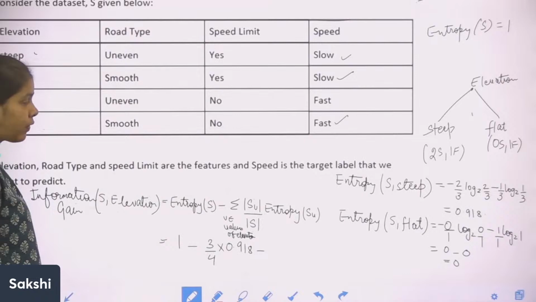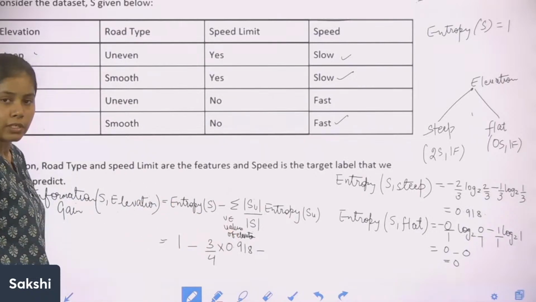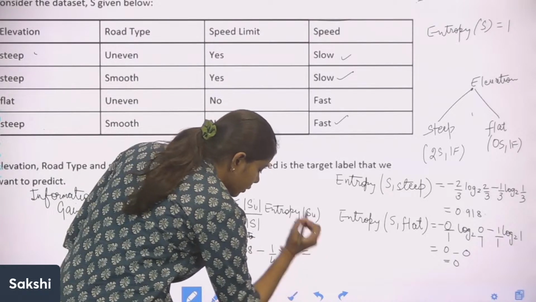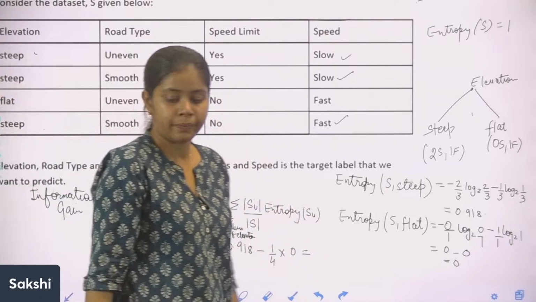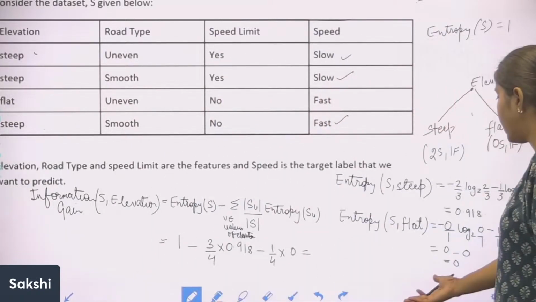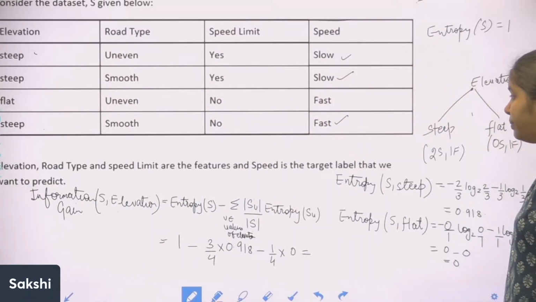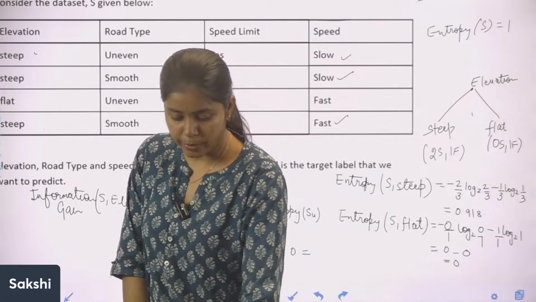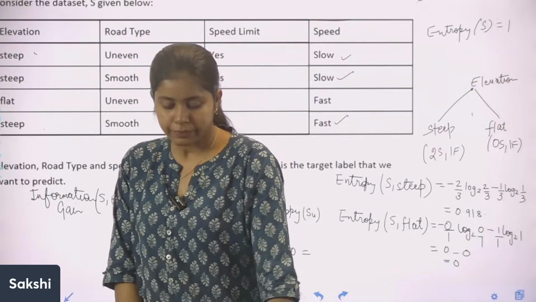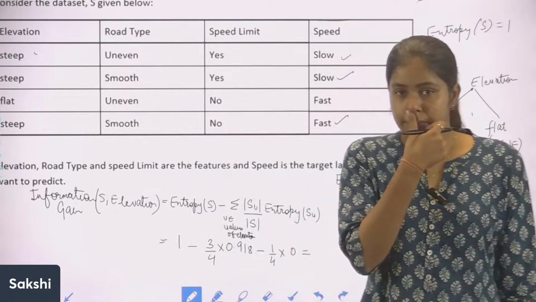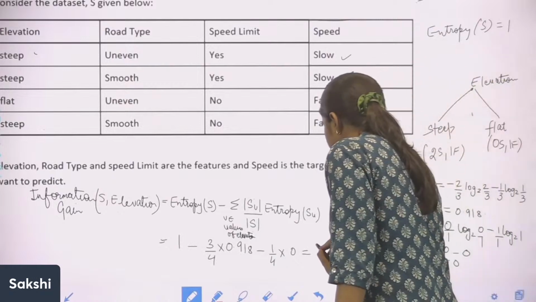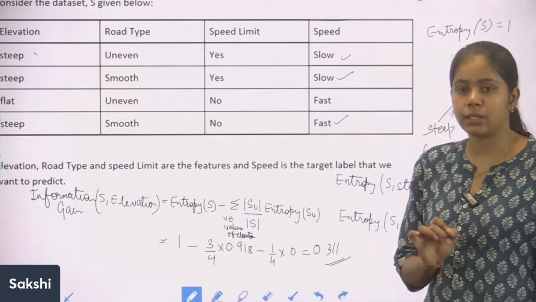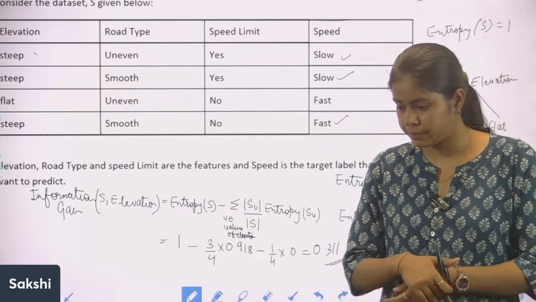How many values do we have in flat? Because V belongs to values of elevation. Now I'll move to flat. I have 1 value out of 4 and entropy I got as 0. Now you can solve it to find out the information gain. Can you tell me guys what would be the information gain here on solving? On solving, you would get the value of information gain as 0.311.